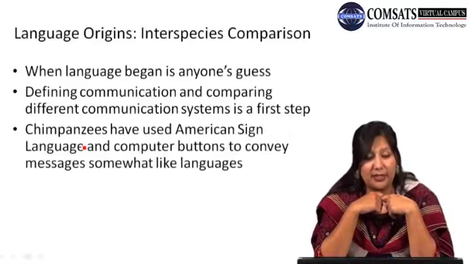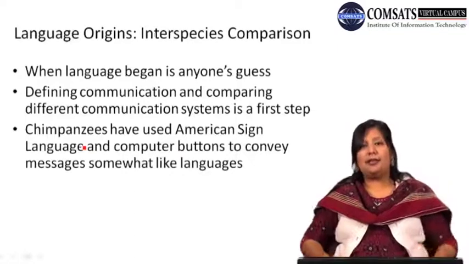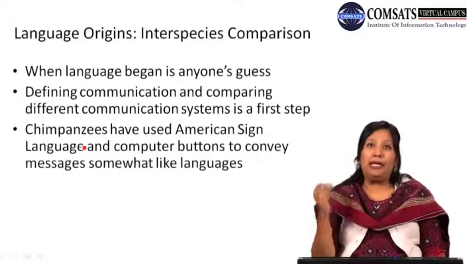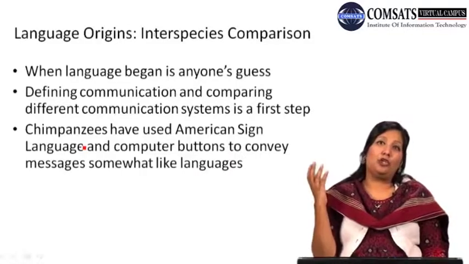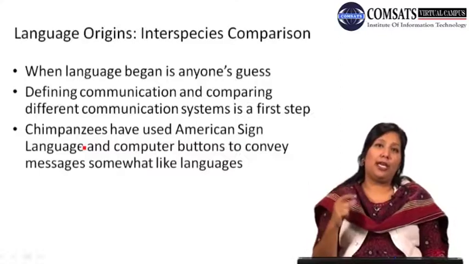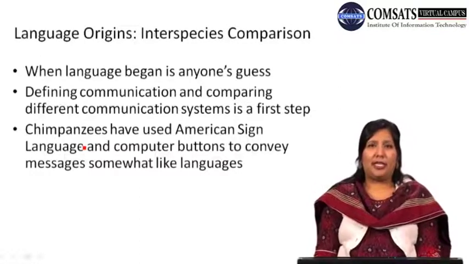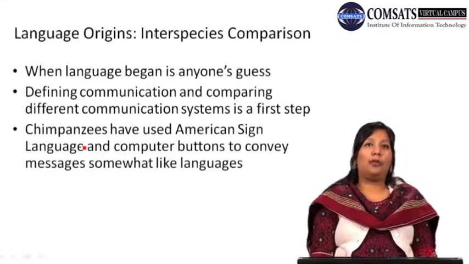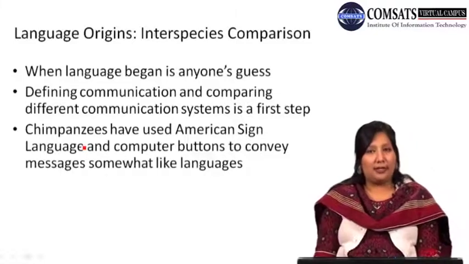Chimpanzees have used American Sign Language and computer buttons to convey messages somewhat like languages. Amazing. We being Muslims, we don't believe in it, but scientifically, the people who believe in it say that chimpanzees and gorillas, these monkeys, were actually the old creations of human beings, the old generations from which human beings have emerged. As you perhaps remember, Darwin's very famous theory of evolution says that human beings have evolved from those. So in the same tradition, they are saying that chimpanzees have used American Sign Language and computer buttons to convey messages somewhat like languages.